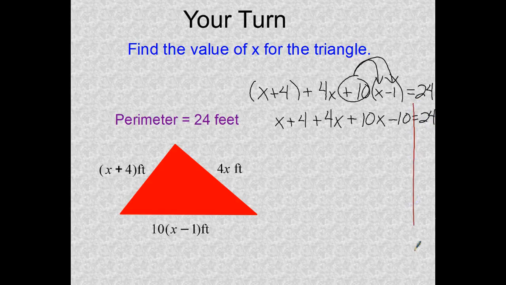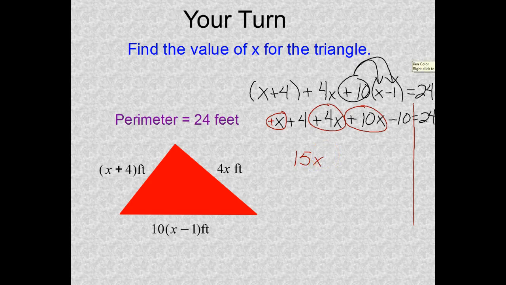Here's my wall. I have a lot of terms on the left, so let's see what I can put together. I'm just going to put the x's together first. It doesn't really matter, but I'll do the x's. So I have 1x plus 4x plus 10x. Now notice I circled the sign in front of all those numbers just to remind me that I'm going to be putting those signs together. So 1x and 4x is 5x, 5x and 10x is 15x.